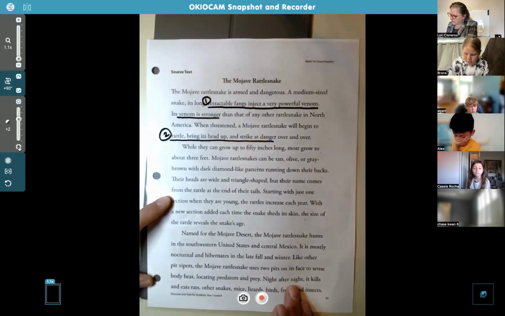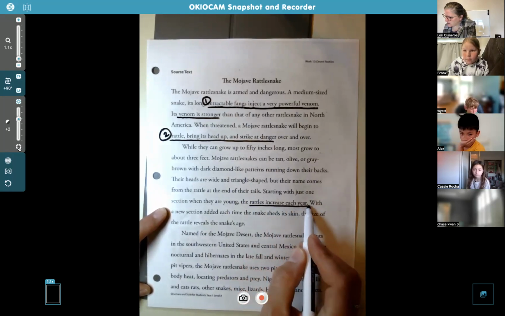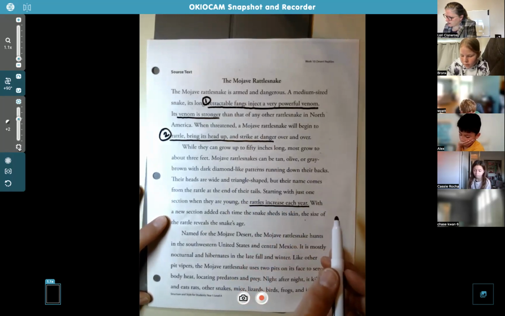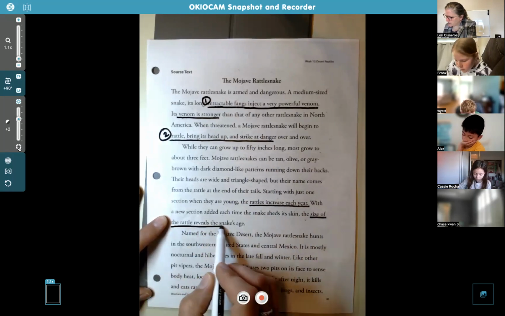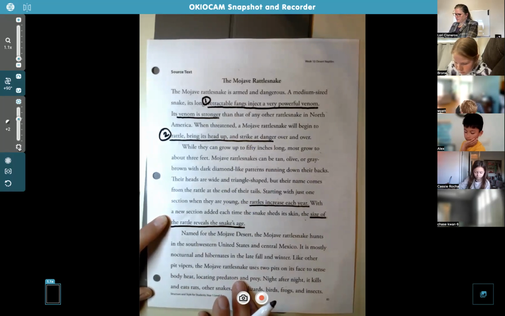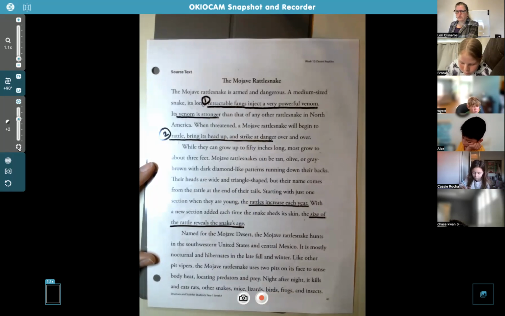So let's see. Rattles, let's underline this part. Rattles increase each year. And then underline this part: size of the rattle reveals the snake's age. That's a good one. Okay, what else from that paragraph was interesting to you? What do you think, Wyatt?